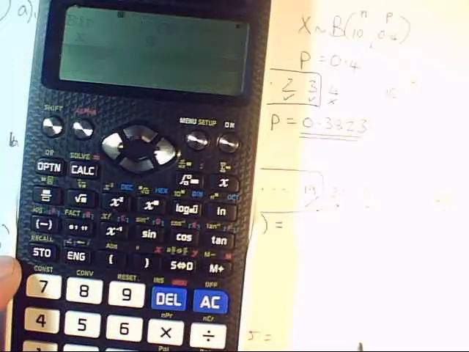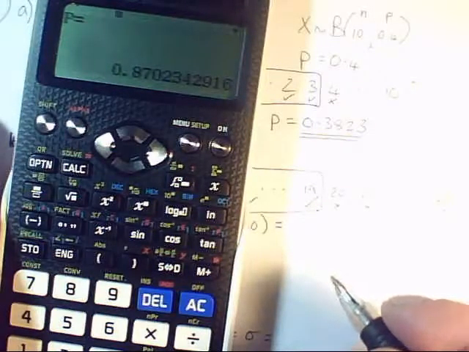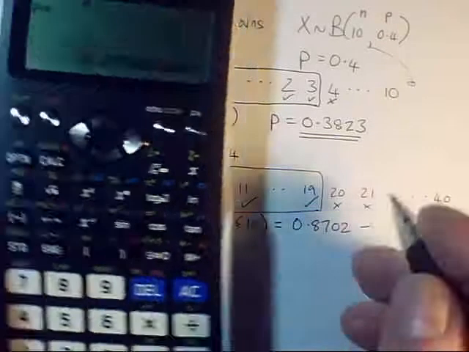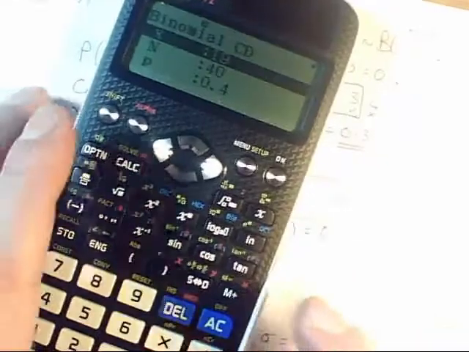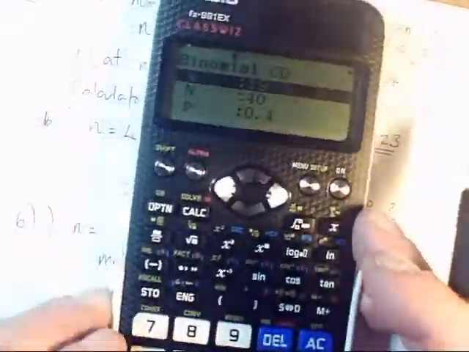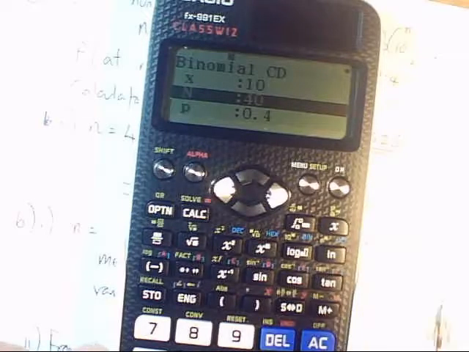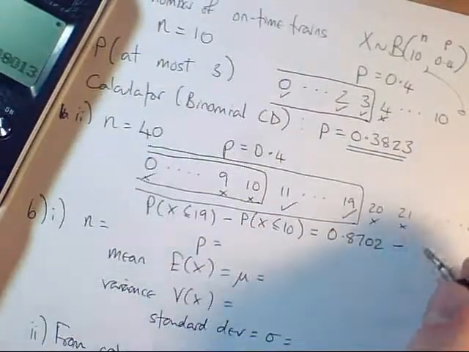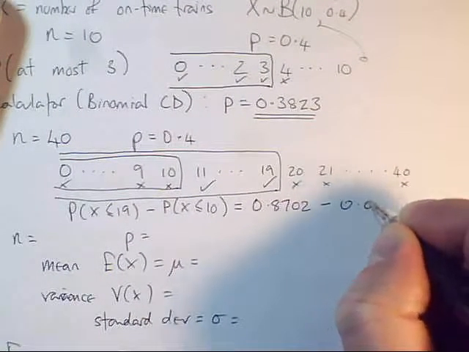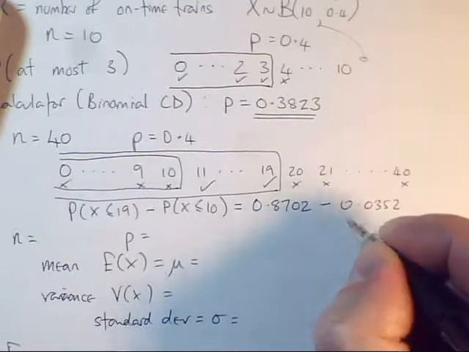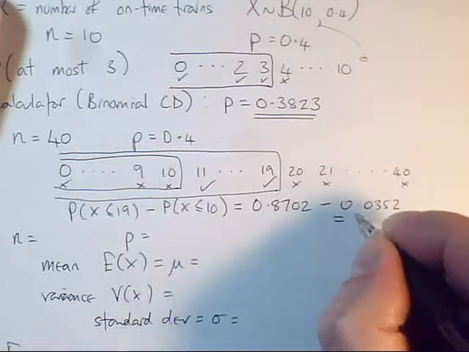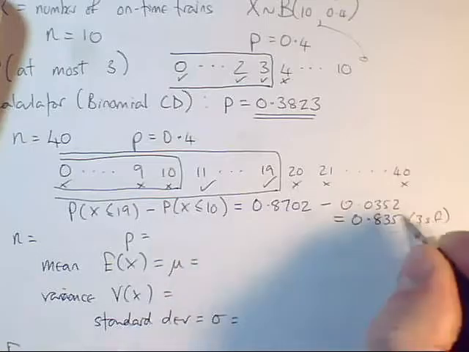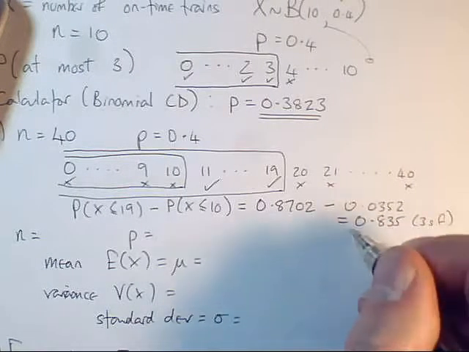So my first probability is going to be 0.8702 minus, okay, on my second one I wanted values up to and including 10. So I'll put 10 in and I get 0.0352. Take those away, and I get 0.835 to 3 significant figures. Not totally sure I trust that last one, but 3 significant figures is good enough.